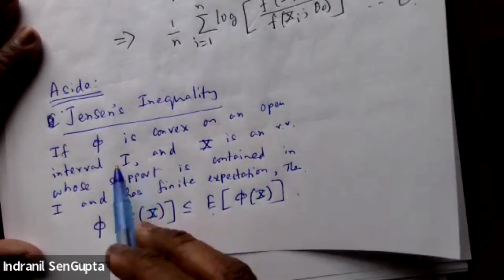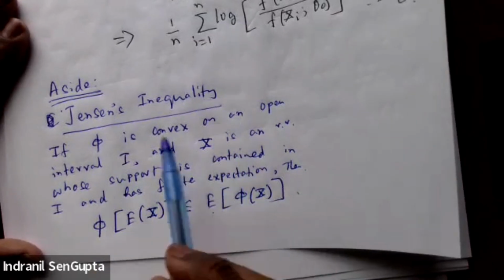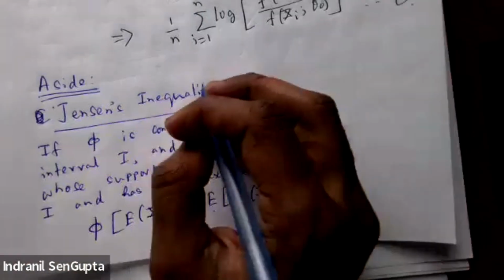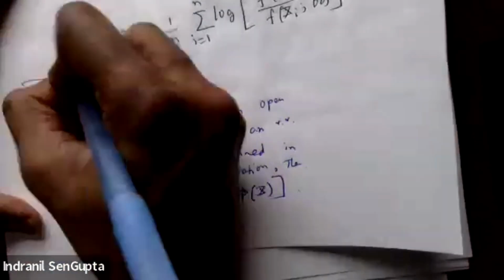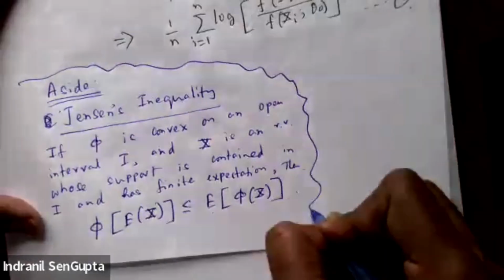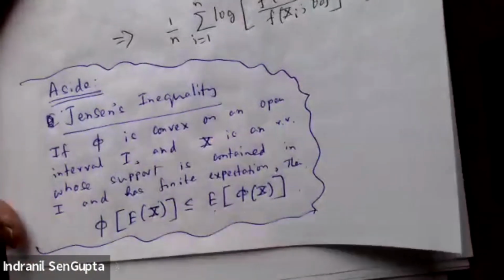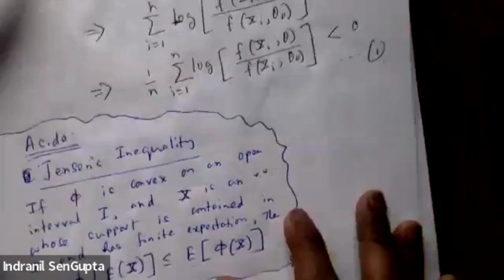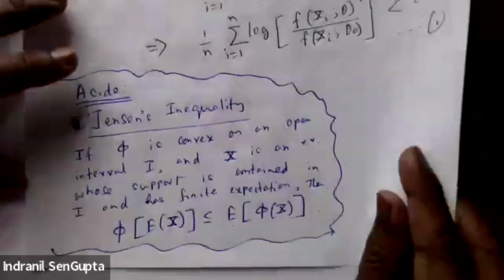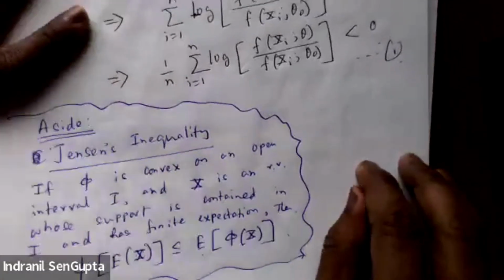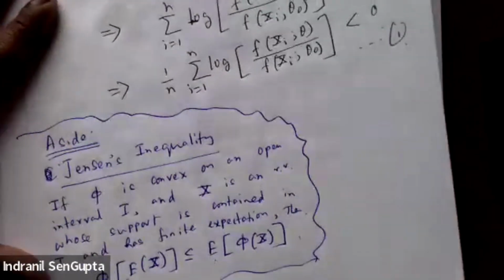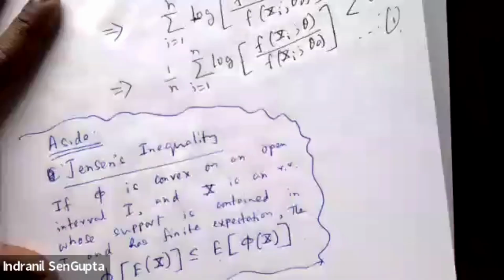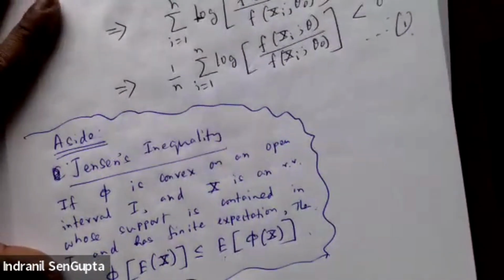Also, if this phi is a strictly convex function, then this inequality is a strict inequality. So this is something which you must have seen in one of the previous courses. This result has independent interest in many other disciplines. Now we'll be simply using this result for our purpose.